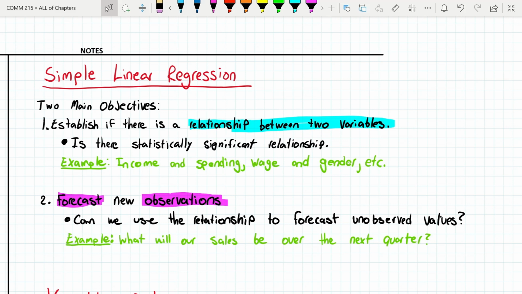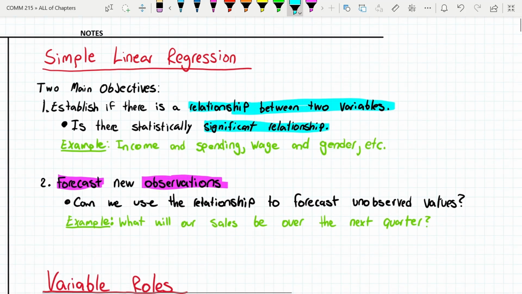Is there a statistically significant relationship? So that's what we want to test also. Is there a significant relationship? So an example that I put was income and spending, wage and gender, and then there's a lot of different examples. So number two, like I said, forecast new observations.